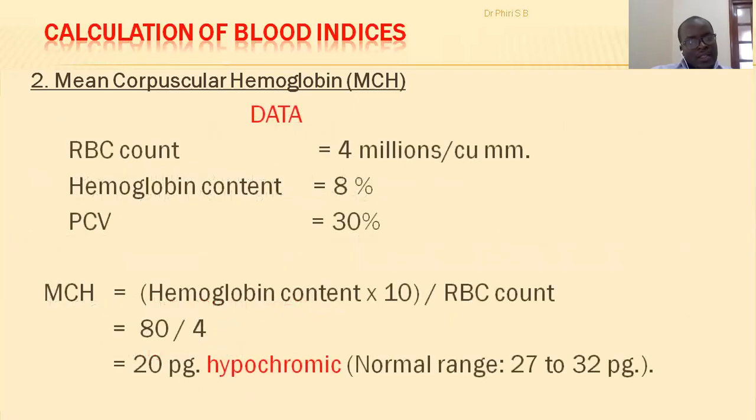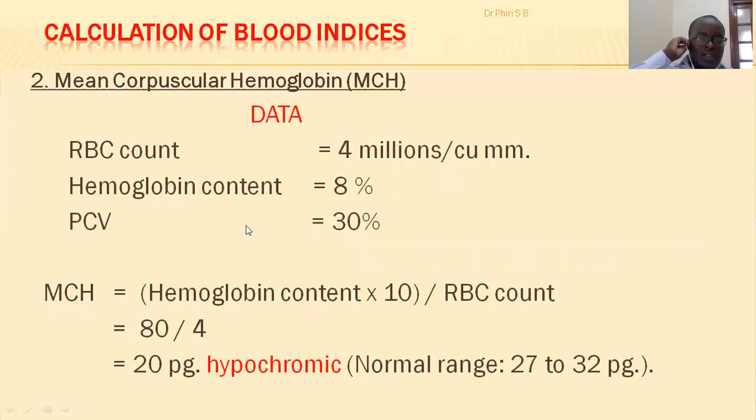How do you calculate the mean corpuscular hemoglobin? For MCH, the data that we are given: red blood cell count 4 million red blood cells per microliter of blood, hemoglobin content 8 grams per deciliter, then the packed cell volume or hematocrit 30%.